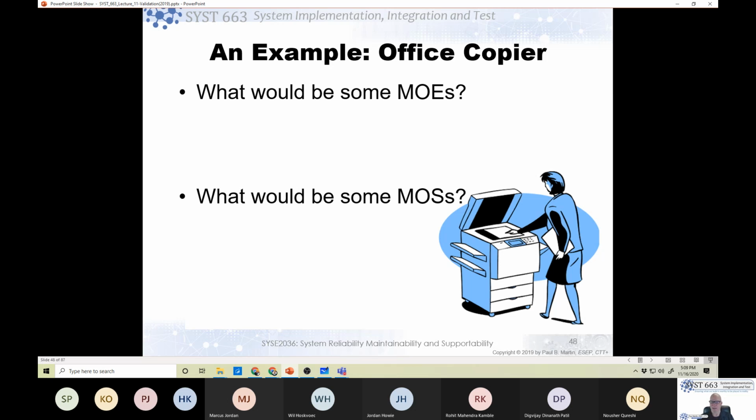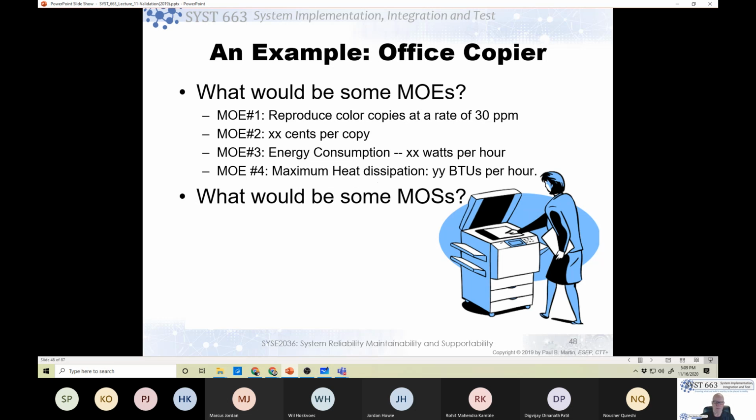Okay, I want to show you these, but I want you guys to think about the MOEs. So what would be some MOEs? Be something like, you know, how fast can it reproduce color copies, right? Or how expensive is the ink and the paper and everything to make a copy? Or how much power is being used per hour while your system is being used? And what about the heat being distributed? So these are all measures of effectiveness. It's how well can it work?